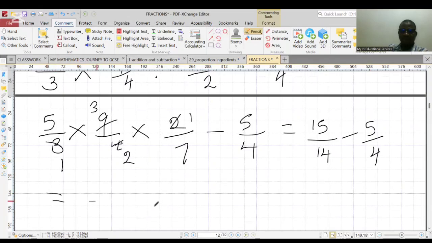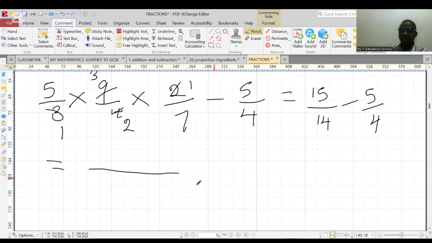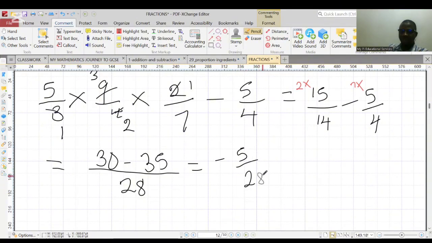So we'll find the LCM of 14 and 4. That will give you 28. So we have 28 divided by 14. That will be 2. Then you multiply your 2 by 15. 28 divided by 4 will give you 7. You multiply 7 by 5. So finally, we have 2 times 15, that will give you 30, then minus 35. So we have negative 5 out of 28.